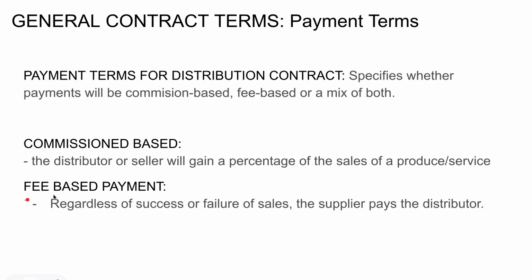With fee-based payment, this means that regardless of success or failure of sales, the supplier pays the distributor. So maybe the distributor is not very good, doesn't sell very well, the supplier will still pay the distributor.